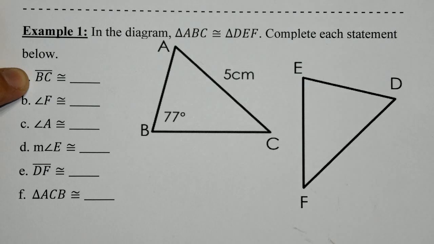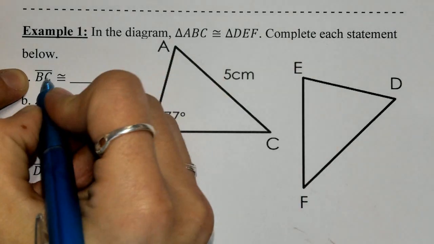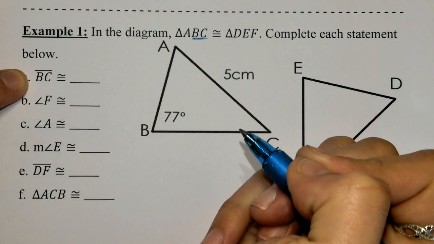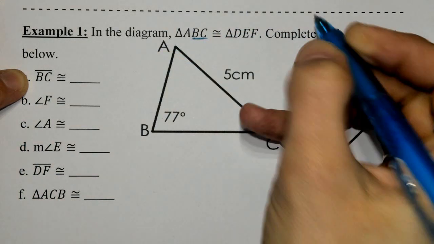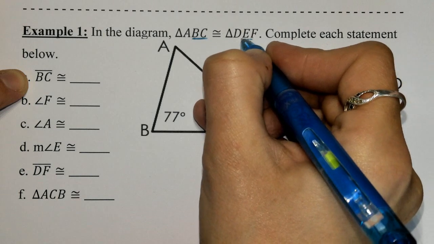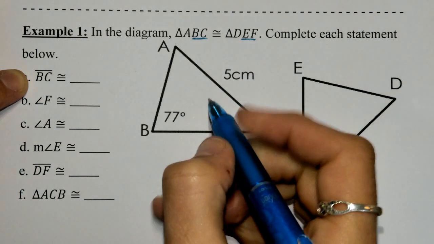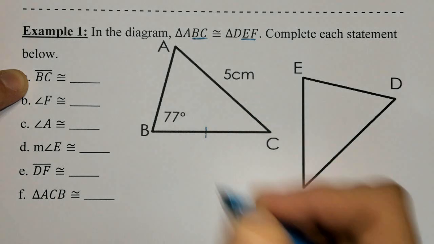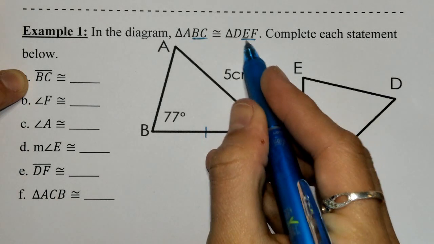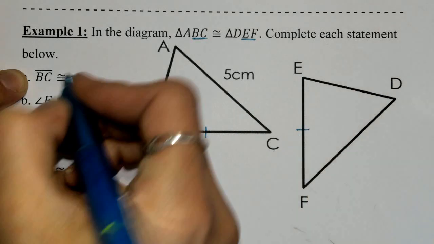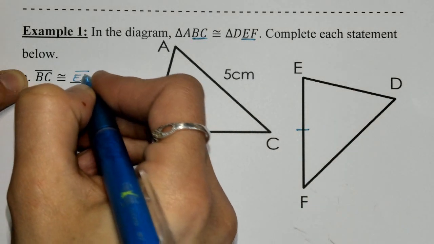So here we have segment BC is congruent to what segment on the other triangle? Okay, well, let's go figure this out, guys. We have segment BC. Let's find those two letters. BC are the last two letters in that triangle's name, so it's going to correspond and match the last two letters of the second triangle. So BC right here will correspond with segment EF right here. So here we'll have segment EF.